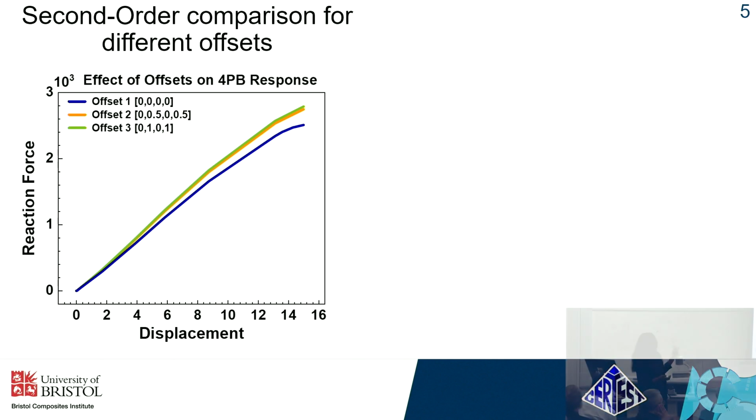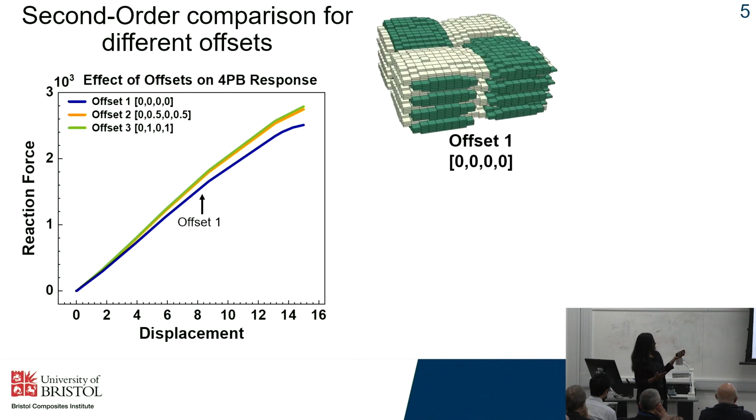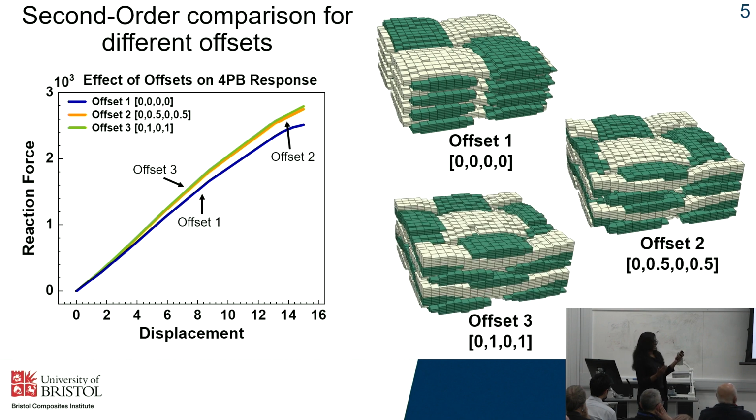So if we focus just on a multilayer 2D weave, and if we compare cases for different offsets of multilayer weaves, starting from a 0 offset where we have the yarns basically aligning on top of each other, to a complete offset where we have a nested configuration, we see that the force displacement response for the nested configuration gives a better result as compared to that of a 0 offset.